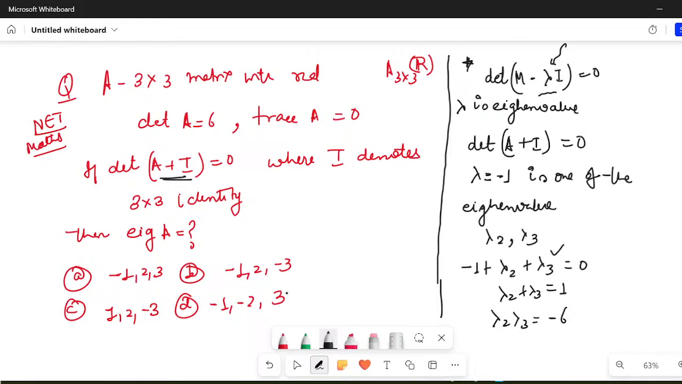Now think backwards and use the options. Because in the exam it is not said that you have to solve each and every question. If you want to solve the equation, you can. You can write lambda 2 is equal to minus 6 upon lambda 3, replace it here, a quadratic equation will come, and you can solve it. So either place it in this and solve a quadratic equation, or use the options.